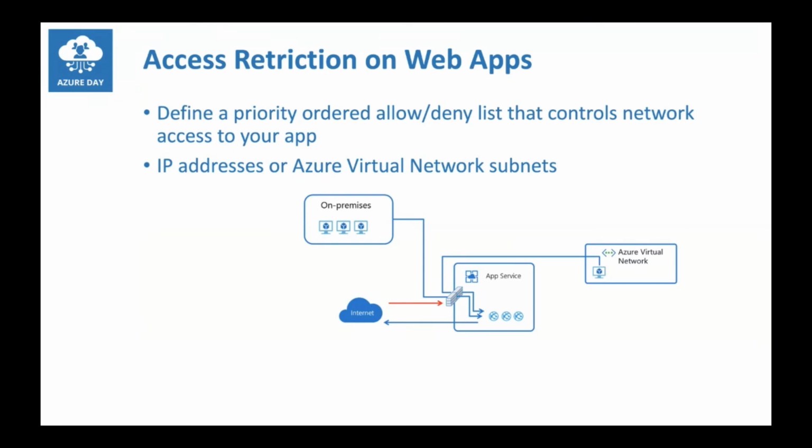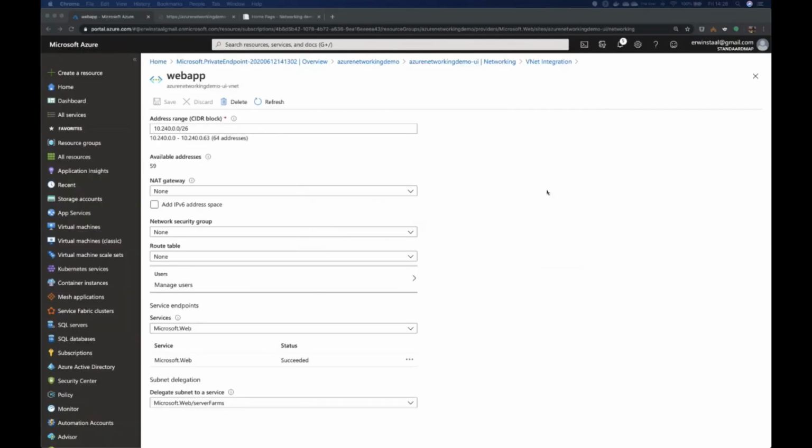You can do this allow or disallow based on IP addresses or on an Azure Virtual Network subnet, which is obviously what we're going to do here. But you could also be adding just a single IP address to, for example, just allow your home address to be able to connect to a particular web app and deny the rest of the internet, for example. So let's dive into what that looks like.